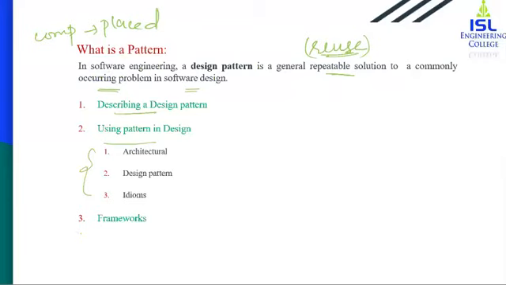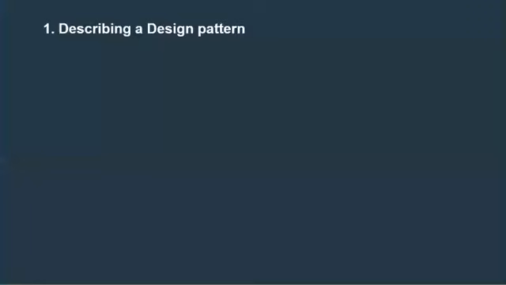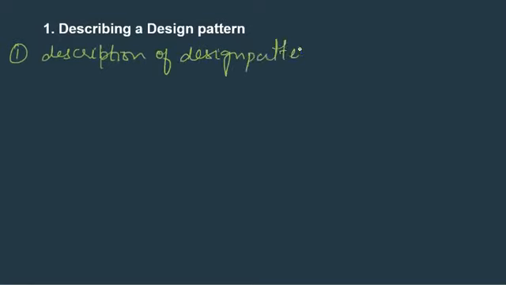Now, starting with the first one, that is describing a design pattern. When you're describing a design pattern, what is describing? Describing is description. Now, within describing a design pattern, there are 3 things that it's going to do. The first one is it is going to describe the design pattern. However you're describing your design pattern, the description of your design pattern may be considered as a set of different design forces.